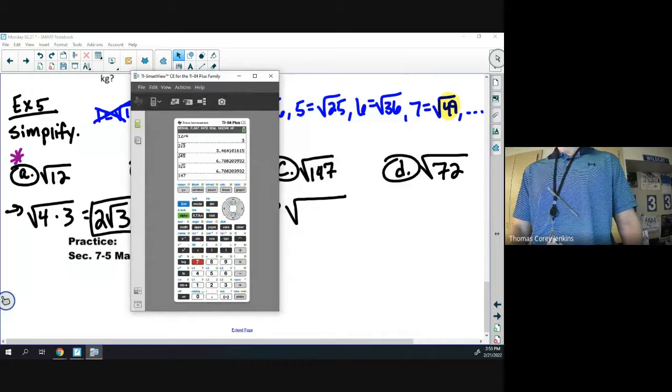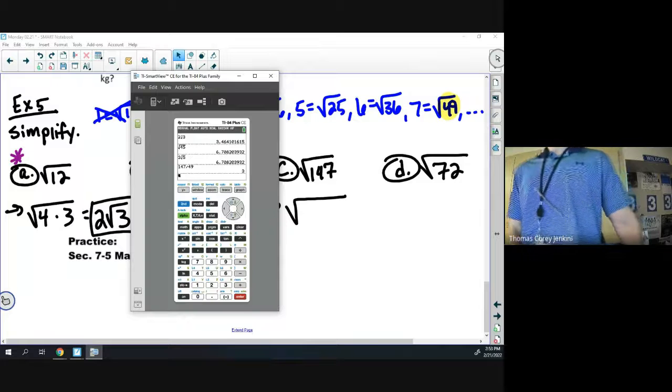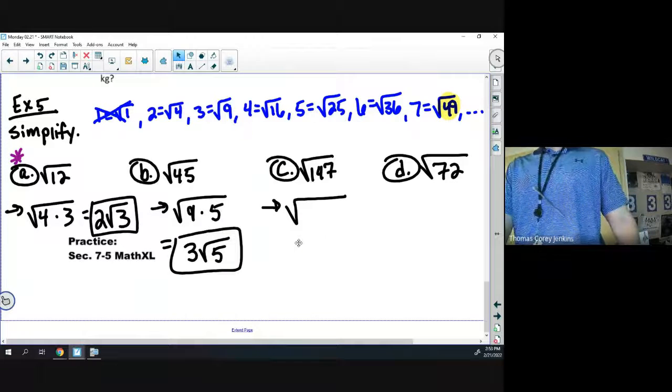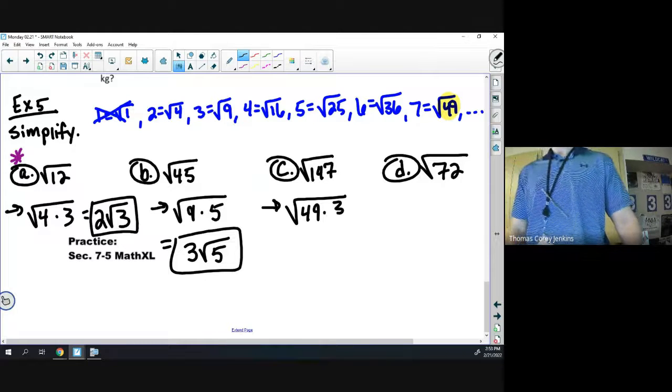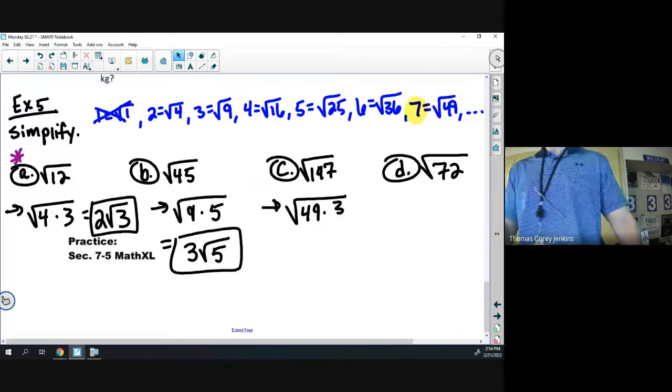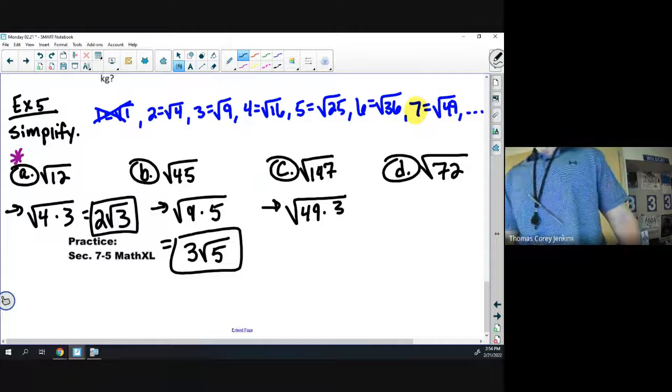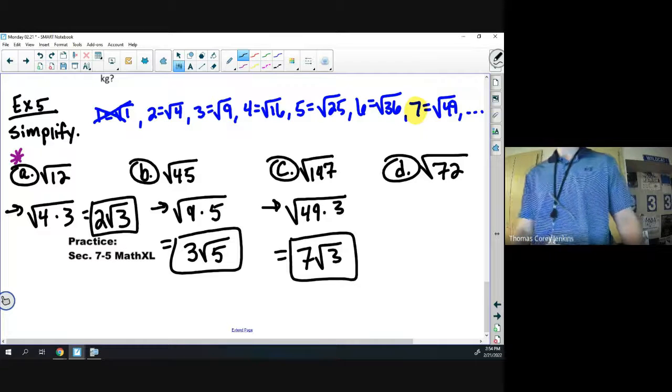So 147 divided by 49, which is a perfect square. And there you see we get a whole number. So I can break 147 up as 49 times 3. And so when I simplify, the square root of 49 is 7. And so my final answer here would be 7 square roots of 3.